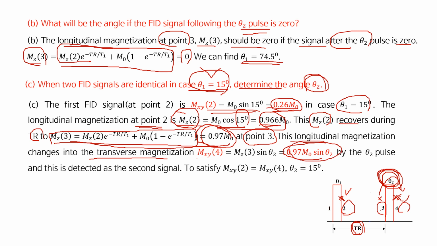Okay. So the question is, when two FID signals are identical, the first signal and second signal, right? The first signal was 0.26 M0, and the second signal is now 0.97 M0 sine theta 2. So if we equate these two numbers, we can get the value of theta 2 as 15 degrees.